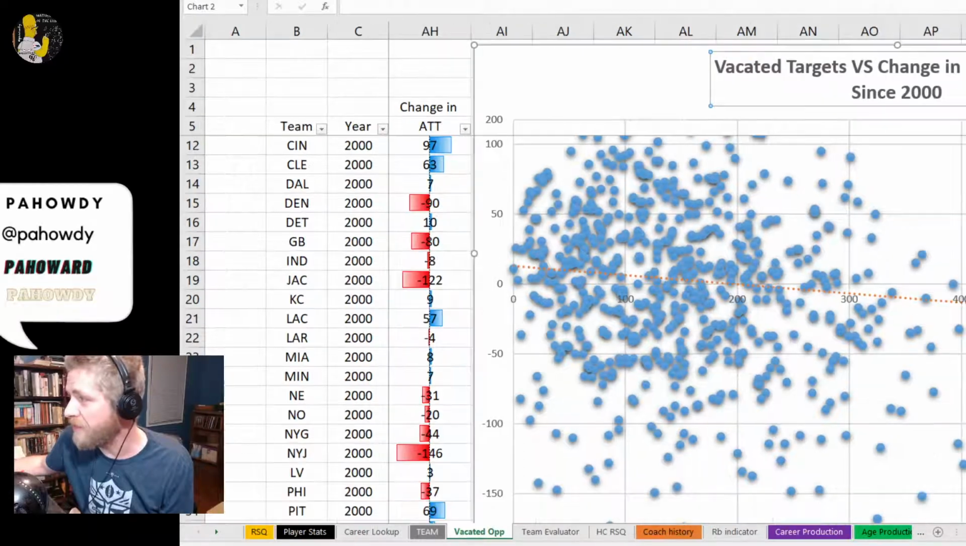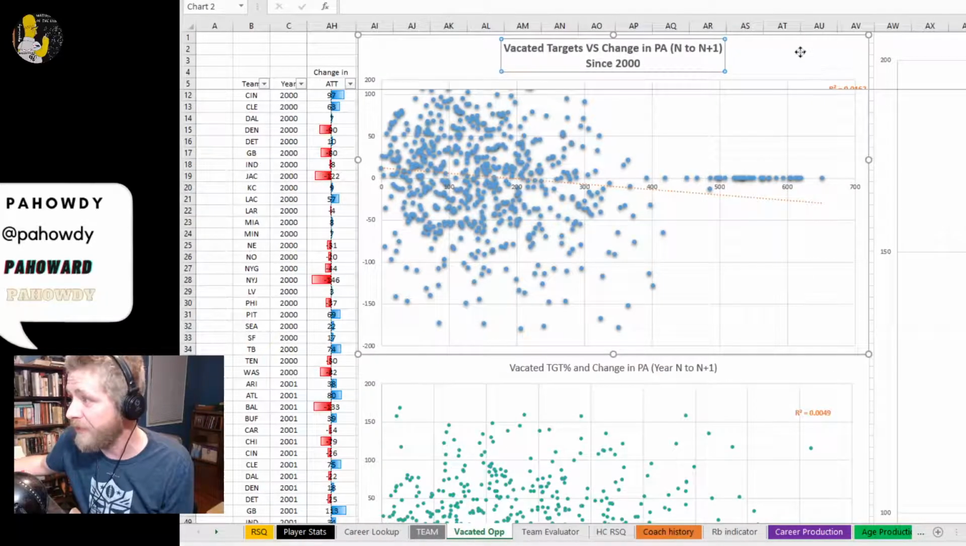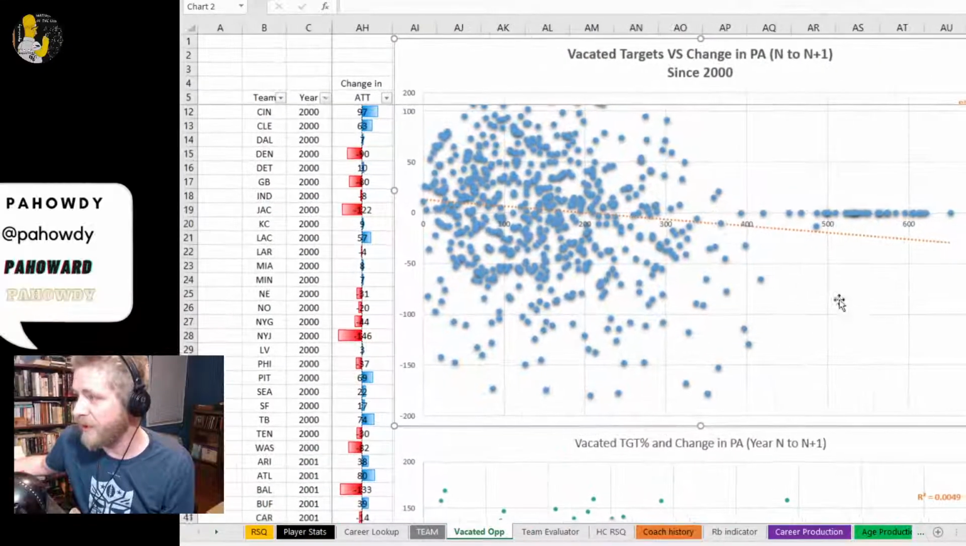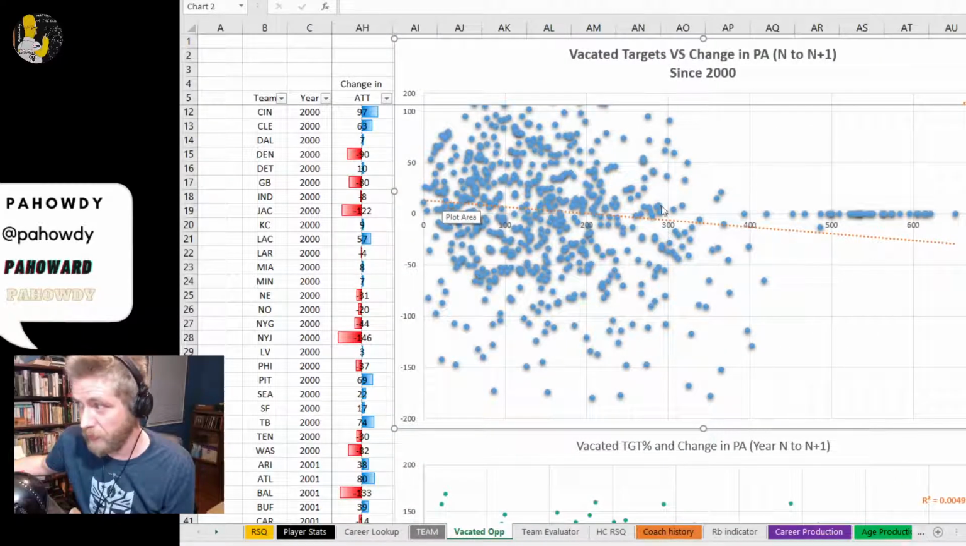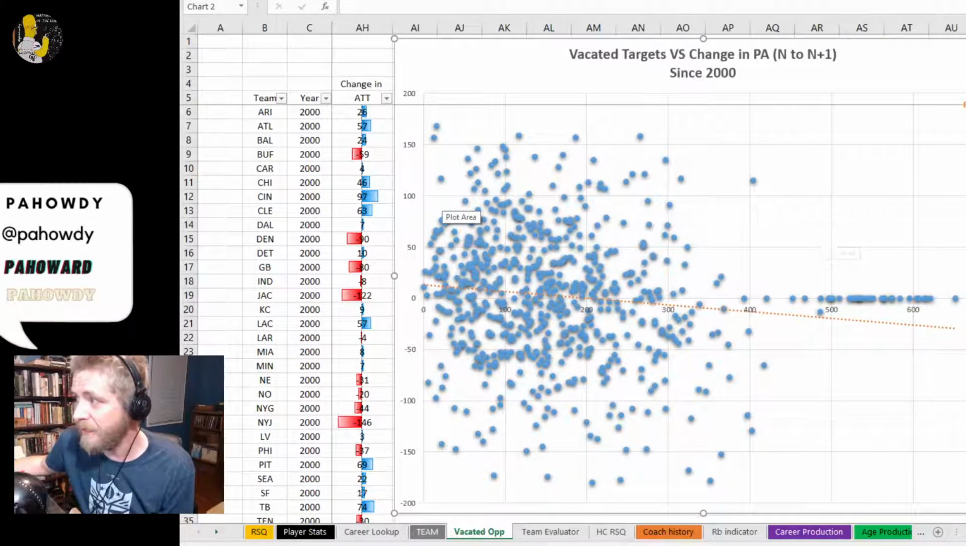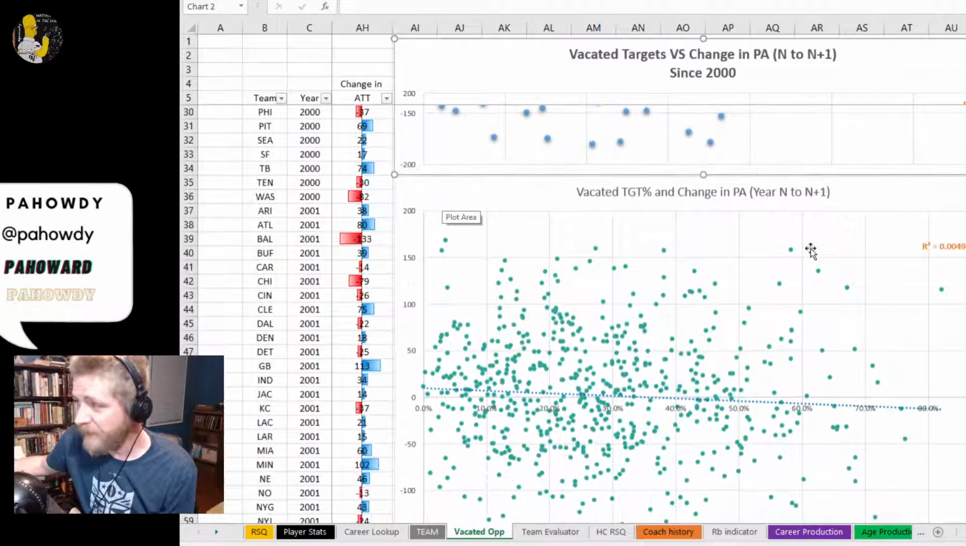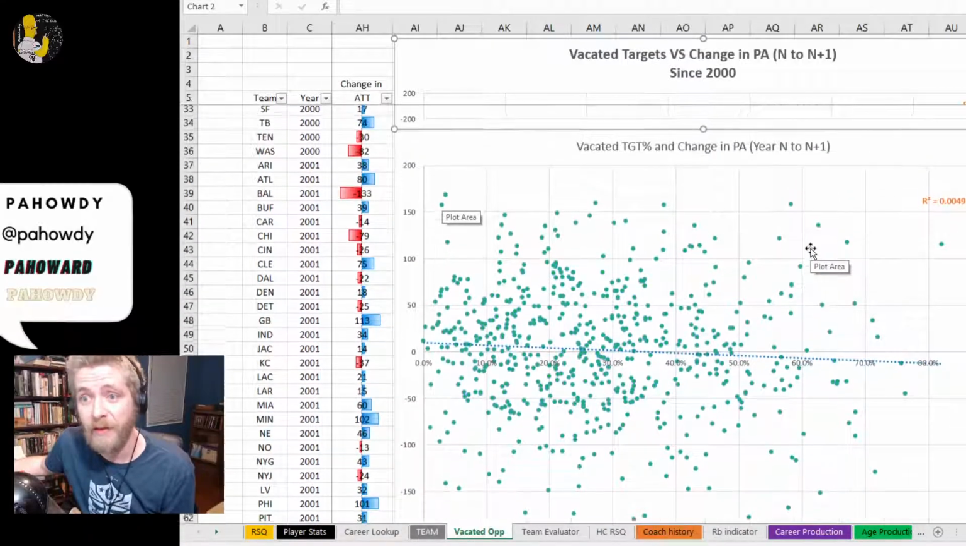There is a slight downturn there. You can barely see that. The orange line decreases, so if you lose a lot of vacated targets, there's a slight inclination for you to pass slightly less often the next year. But again, the correlation itself is at 1%, and you can see that that's wildly not the case for most teams. Next, I was looking at target share, because that's the other thing I get challenged with.